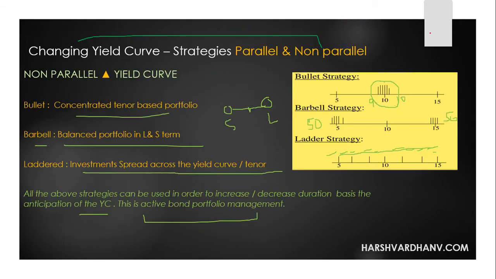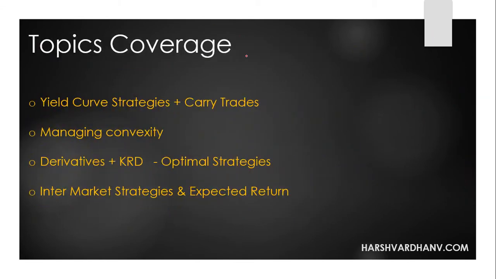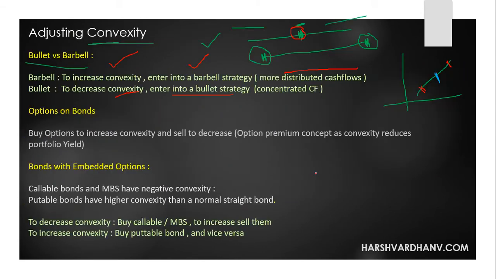That was to adjust the convexity. Now, if I go back to the topic, we covered this. Now we cover derivatives and optimal strategies. How do you use derivatives? Options on bonds. Buying options to increase the convexity and selling the options to decrease it.